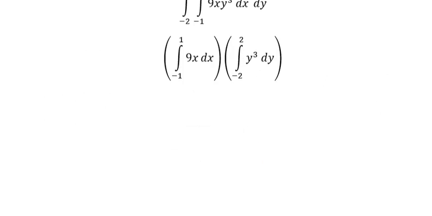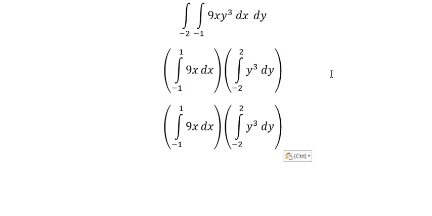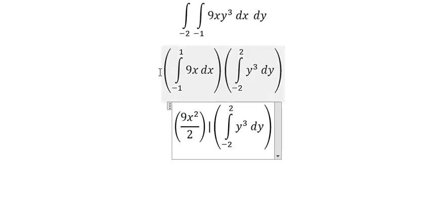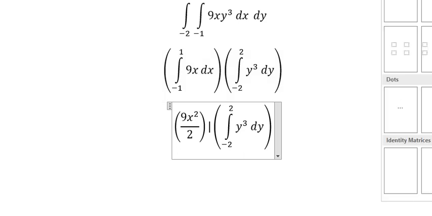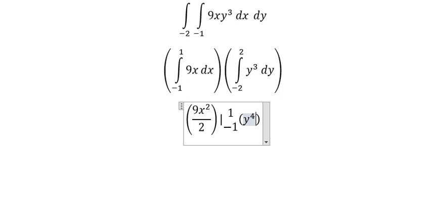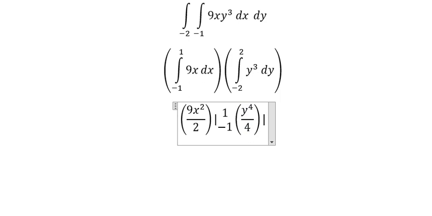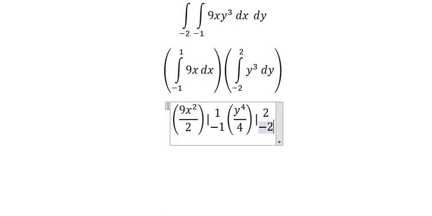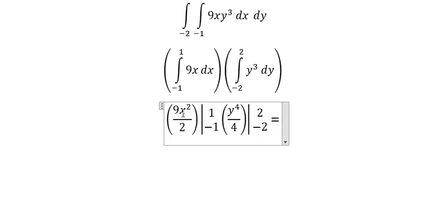So in this situation, the integration of s is s squared over 2, we put the bounds from negative 1 to positive 1. This one is y to the power of 4 over 4. And we put the bounds from negative 2 to positive 2. So I will put 1 and negative 1 in here.